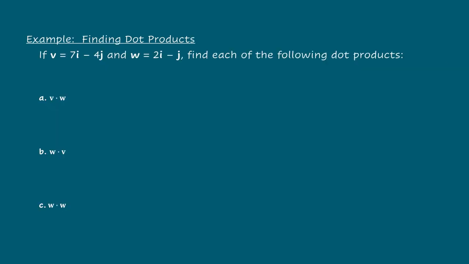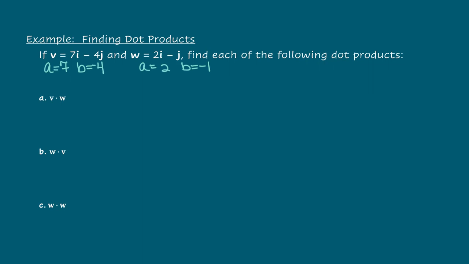If vector v is 7i minus 4j and vector w is 2i minus j, let's find each of the following dot products. Before we move forward, I'm going to write down my values of a and b. In my first vector, my value for a is 7 and my value for b is -4. In my second vector, vector w, my value for a is 2 and my value for b is -1. Working from there, I can find my dot products.